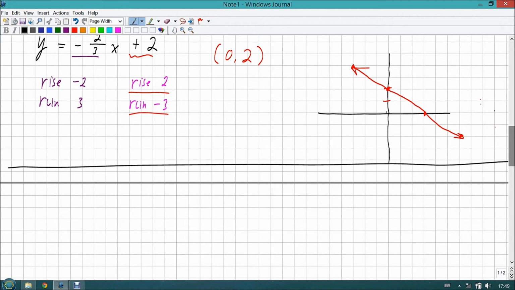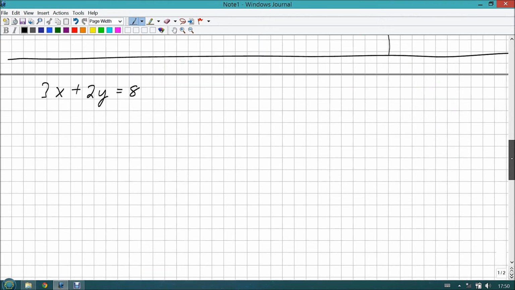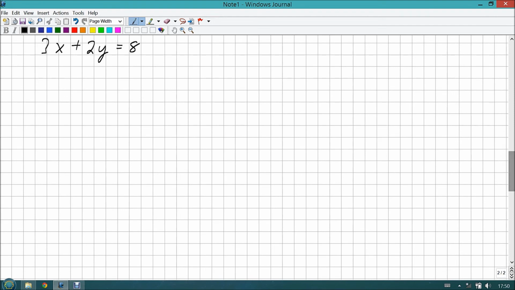It's much later now. All right, let's try this one. Let's say that we are given 3x plus 2y is equal to 8. And we are told to graph it. And we're like, oh my goodness, this is in standard form. Mr. O'Neill, I can't do standard form. It's too hard. I can't do the cover-up method. Well, it's okay. Don't panic.